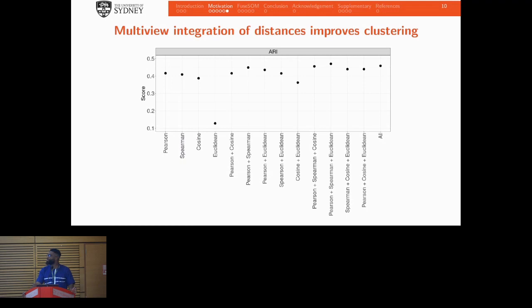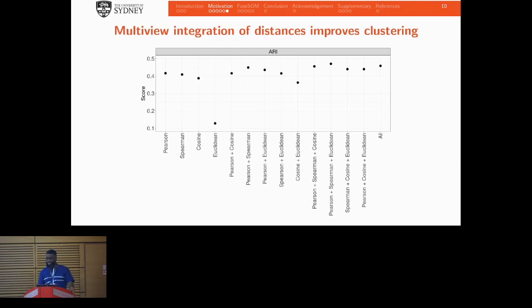So after looking at these distances, an idea came up that maybe if we combine them, we might be able to actually do a lot better. So sort of a multi-view integration of the data set. A simple experiment was to generate a Cartesian product of 4 distances or similarities, including the Spearman, cosine, Pearson, as well as Euclidean. You can see that for the cases where we combine the data sets, they often perform the best. So there is some value added in combining these distances together.